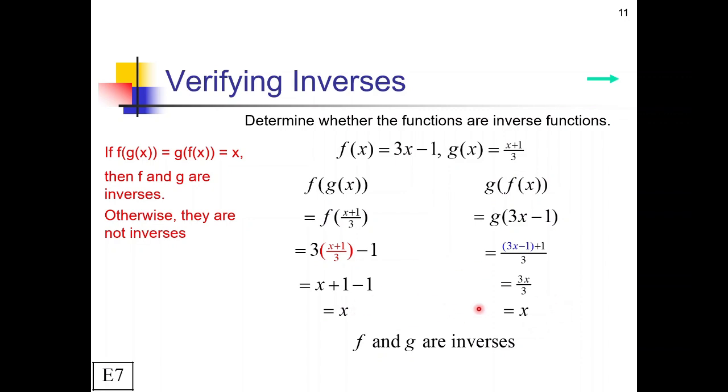So if you get x and x, but the domains are different, that doesn't count. So this is why you have to do both of these for weird cases like that.